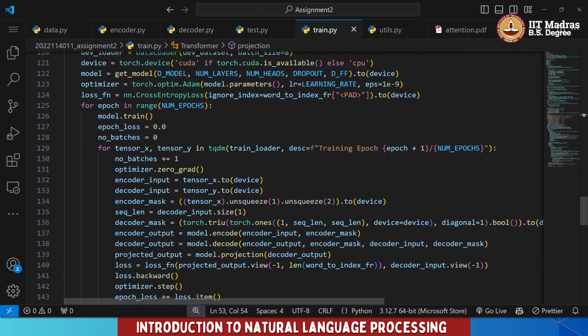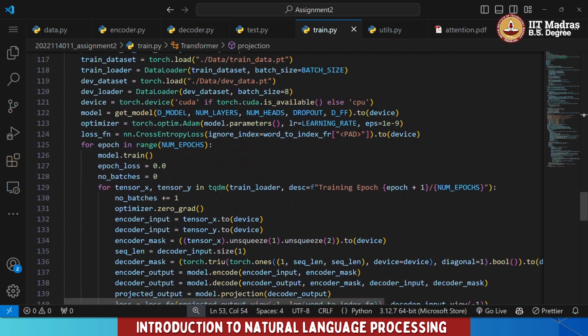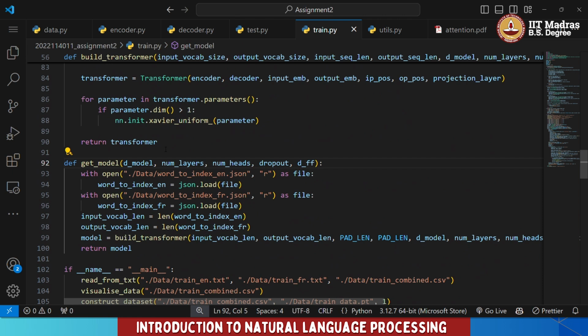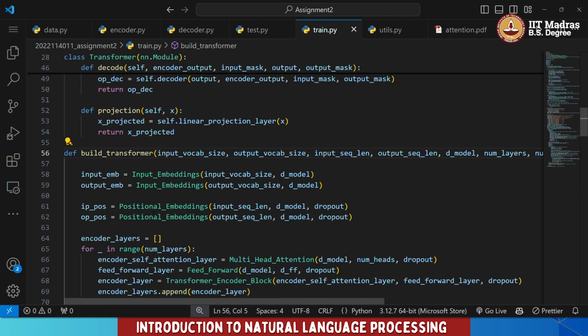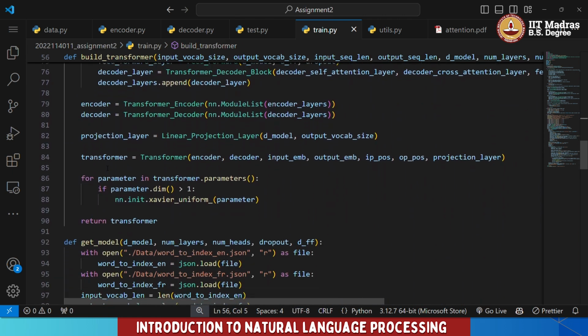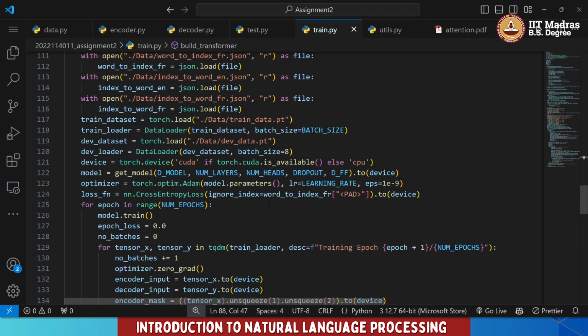Now let's jump to the training loop finally. So for the model, as you can see, we pass the get model function. The get model function calls the build transformer, and the build transformer returns the final transformer that is returned from the transformer class. Yeah, this is parameter initialization. That just followed what was suggested in the paper. This is just Xavier uniform parameter initialization. That's it. It's pretty straightforward.